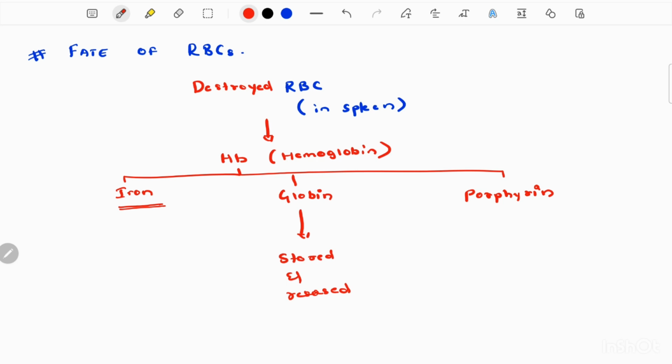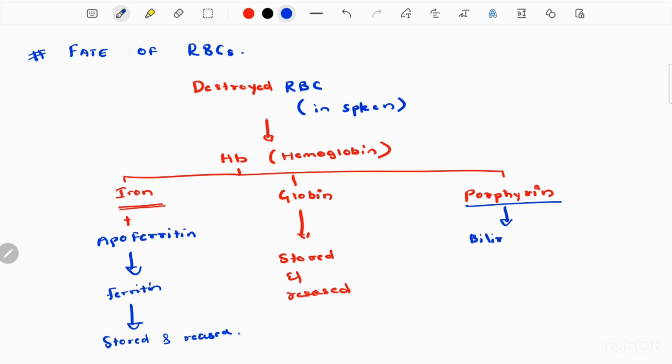whereas iron combines with a protein called apoferritin and forms ferritin, which is stored in the body and is used later. Whereas porphyrin is degraded into bilirubin, which is excreted by the liver through bile. So this was all about fate of red blood cell.